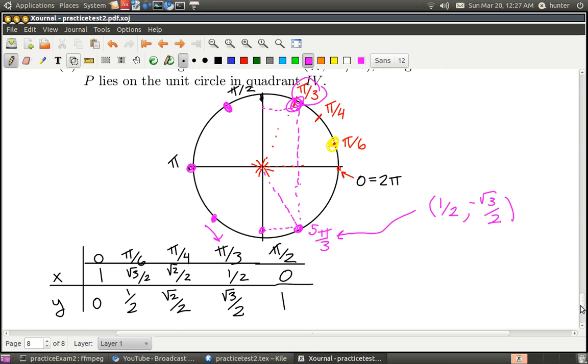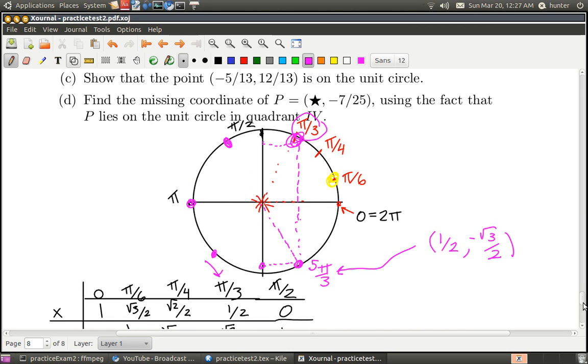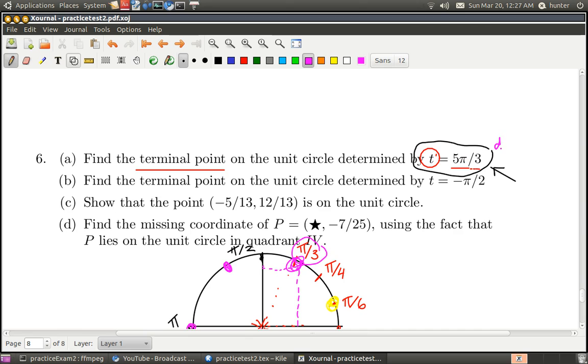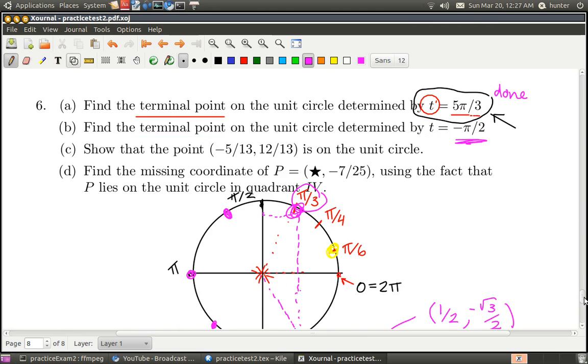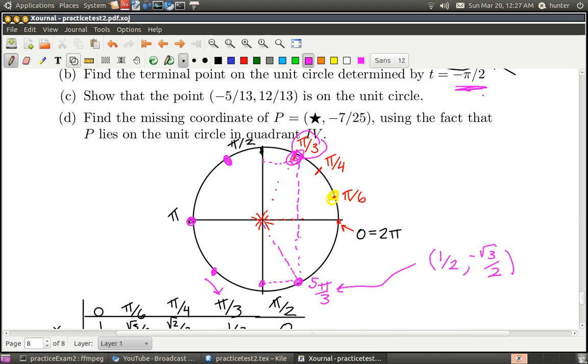And that's it. That's done. That was really easy. So this first one is done. And let's look at this other one. Okay, so this one is much easier. This other one that we're interested in is minus pi over 2. Minus a negative number just means you spin around the circle in the other direction. So pi over 2 is 90 degrees, and minus pi over 2 is just 90 degrees spinning clockwise.